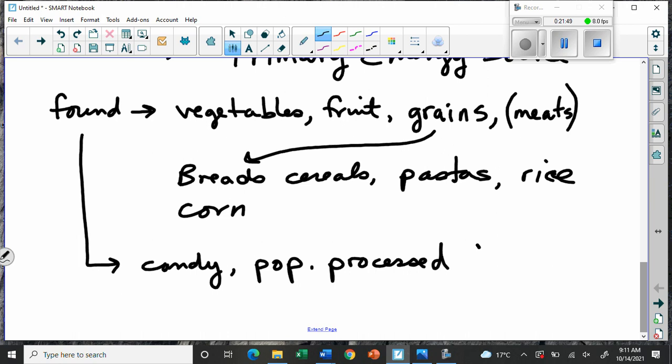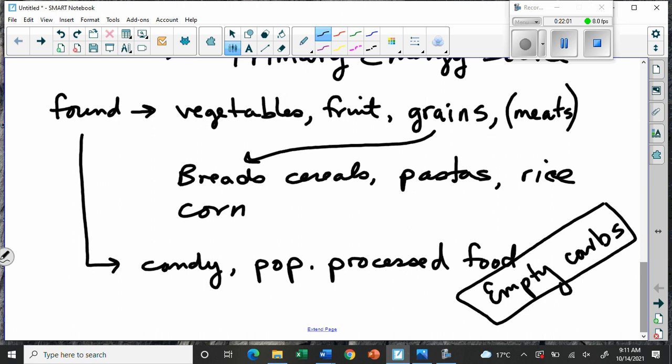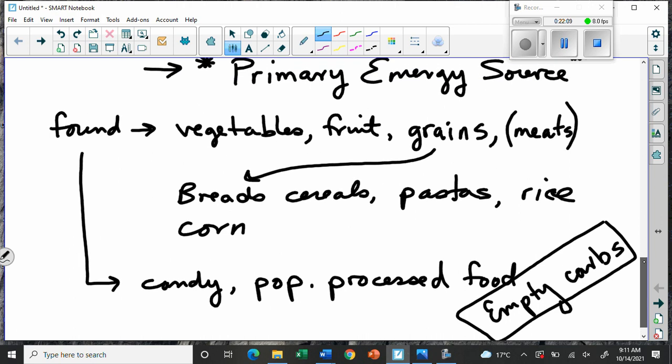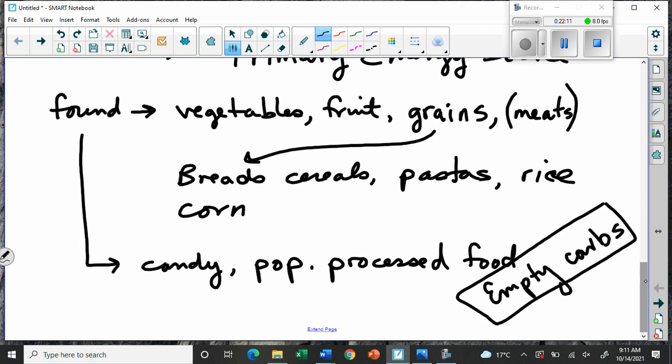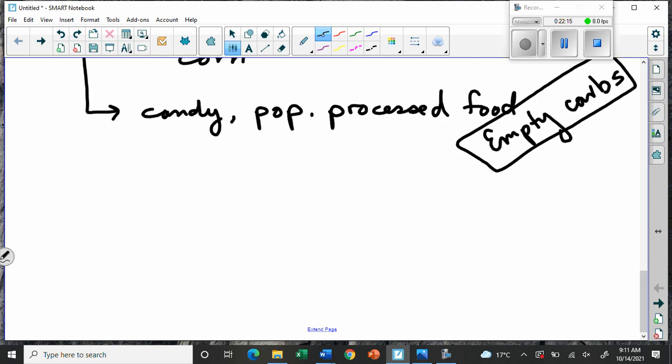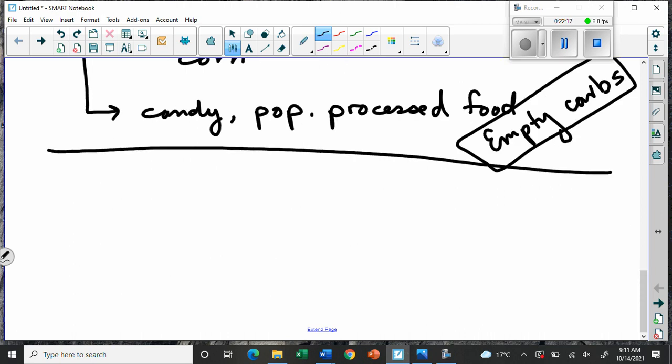Processed foods, candies and pops, these are sort of what we'll call empty carbs, because they do contain a lot of carbohydrate, but they don't have much of anything else. So that makes them not very balanced foods for us to be relying on. They're fine once in a while, but you don't want to eat them every day. Okay, so that's the carbohydrates and sugars and starches. Next, we'll talk about the next group of molecules called fats and lipids.